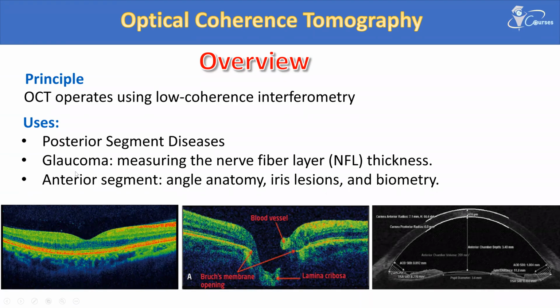Also, it can be used for glaucoma. As we said in the glaucoma lectures, it can be used for measuring the retinal nerve fiber layer thickness in the 4 quadrants. Also, it can be used for the anterior segment, so it can detect any angle anomaly, whether there is plateau iris, narrow angle or angle recession, or it could be used for iris lesions such as iris melanomas. Also it can be used for biometry to measure the depth of the anterior chamber. So it has many uses.